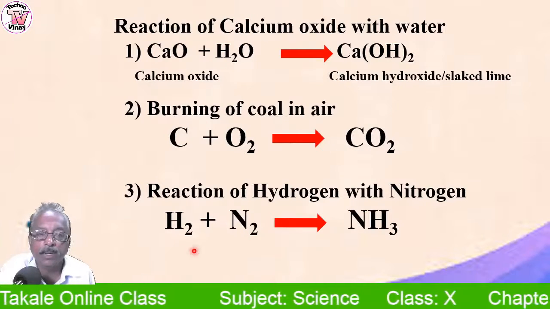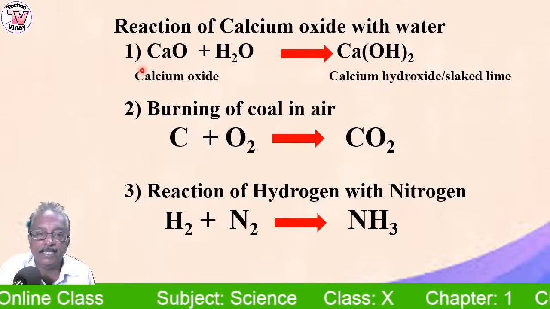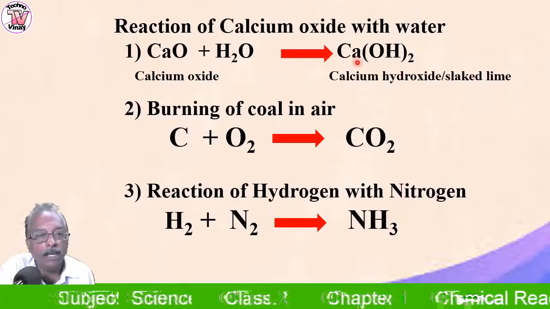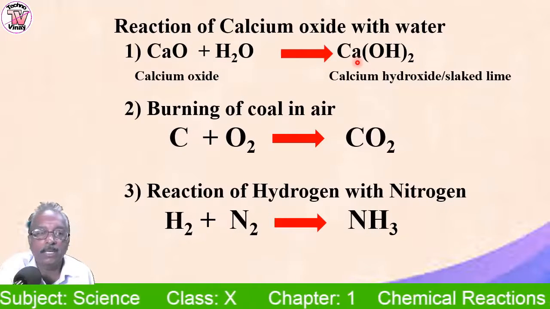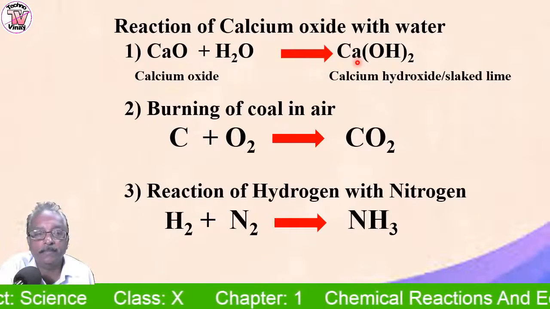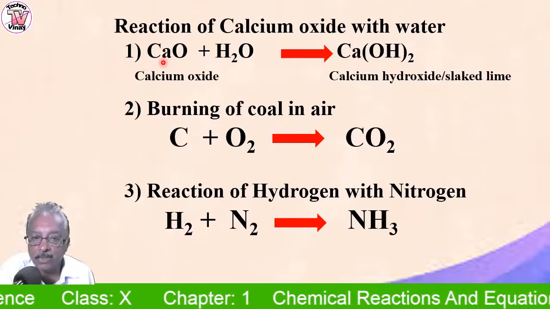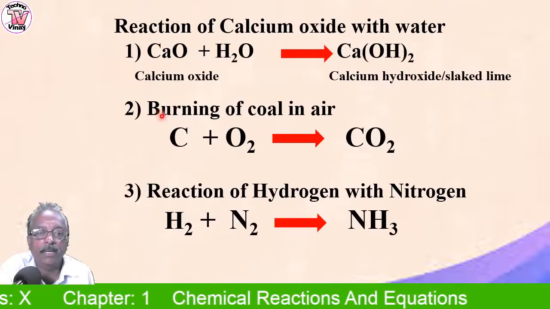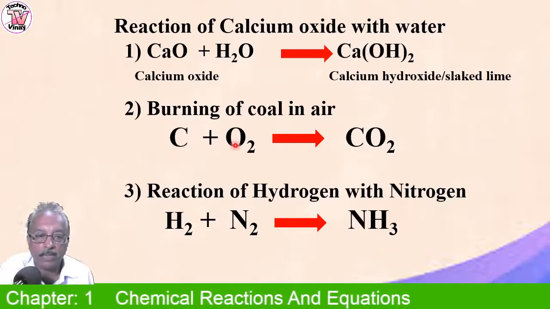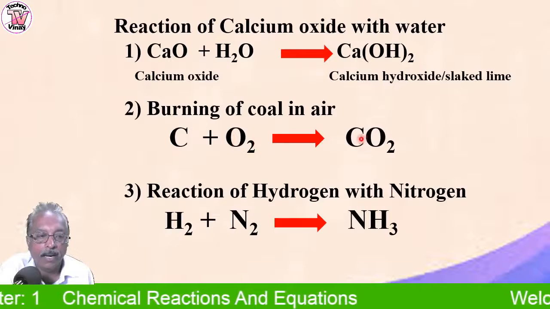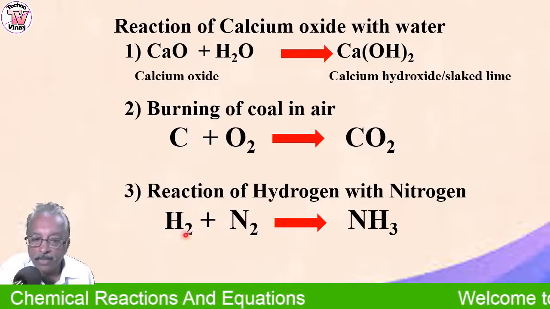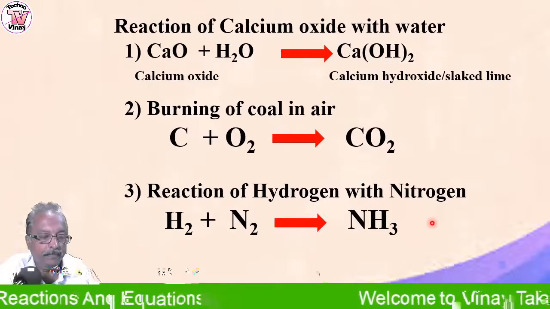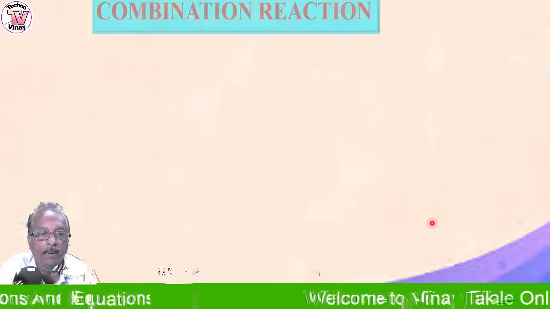So in all three cases, both the reactants have combined together to form a single product. So this reaction is called what? Combination reaction. That is calcium oxide plus water gives calcium hydroxide. Then burning of coal in air, carbon plus oxygen forms carbon dioxide. Hydrogen plus nitrogen combines together to give ammonia.